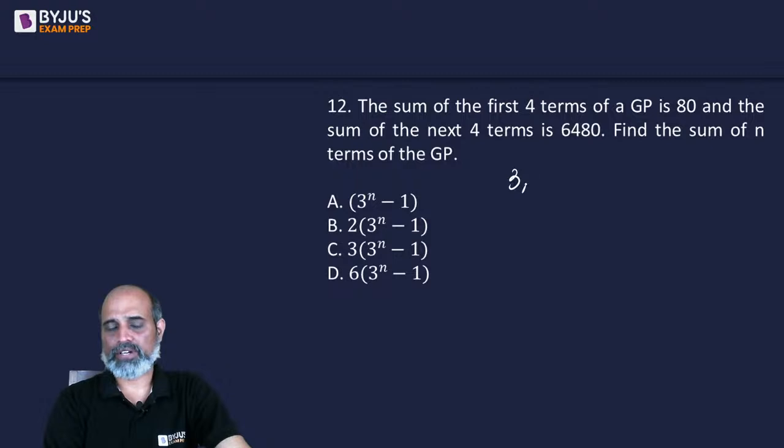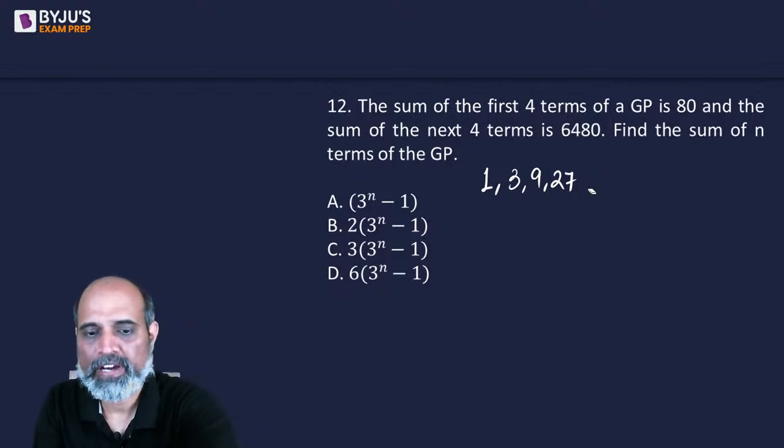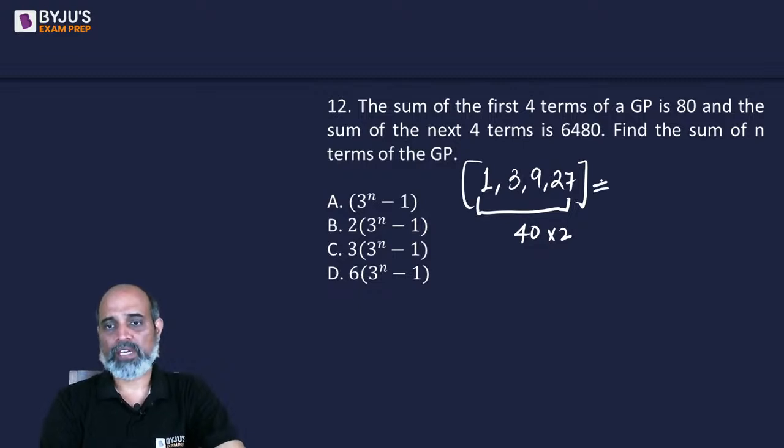So if I take 3, 3 square, 3 cube and 3 to the power 4, that doesn't give 80. Okay, what if I take 1 and now if I add, so this is 9 plus 1, 10, 3 plus 27, 30, 10 plus 30, 40. Since it is told to us that it's 80, we will double it, which means we will have the GP as 1 into 2, 3 into 2, 9 into 2, 27 into 2.